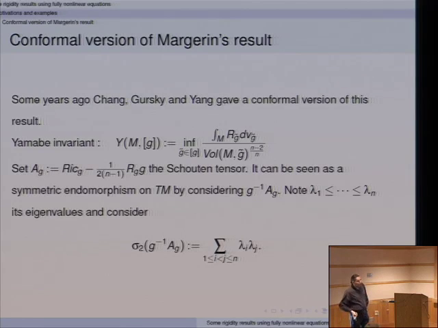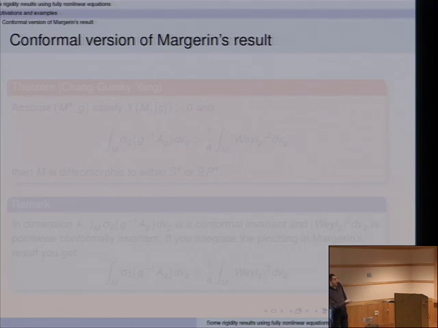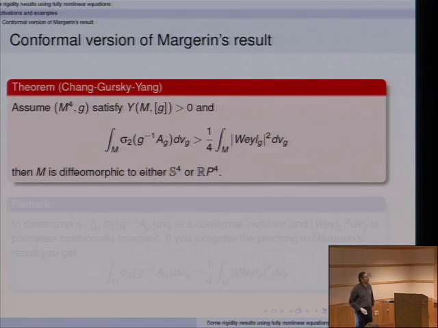It's, of course, symmetric, and you denote by lambda 1, ..., lambda n the eigenvalues, and you consider the second symmetric function of the eigenvalues of the Schouten tensor. So what is the statement of Cheng, Gursky, and Yang's theorem?